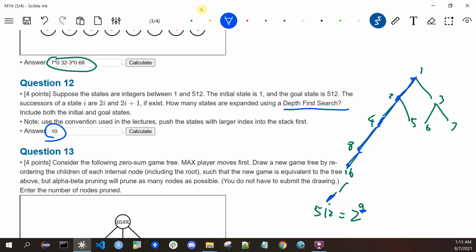If the goal state is, say, 511, then we actually need to go through the whole tree. Then we do 1 plus 2 squared plus 2 cubed until we get to 2 to the power 8. So we need to search everything basically, and the answer becomes 511. And here, because we're using DFS and 512 is on the leftmost branch, we search that one first, and then we're done.